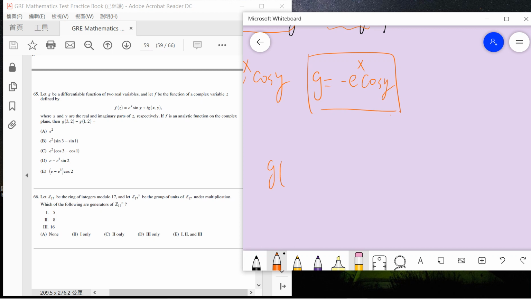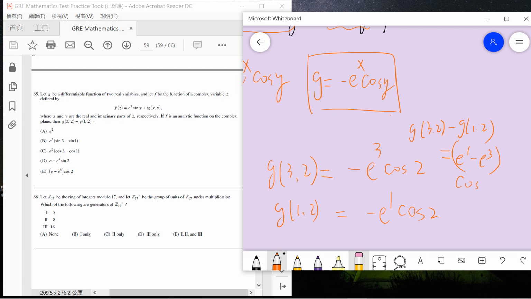Okay, then we plug in G32 and G12, and we subtract them, so we get E. So we choose E. Very simple.